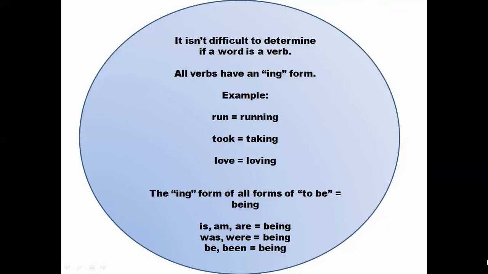It isn't difficult to determine if a word is a verb because all verbs have an ing form. For example, the ing form of run is running. The ing form of took is taking, because took is the past tense of the verb take. The ing form of love is loving. The ing form of all the forms of to be is the word being. So is, am, are, was, were, be, and been all have the same ing form, being.